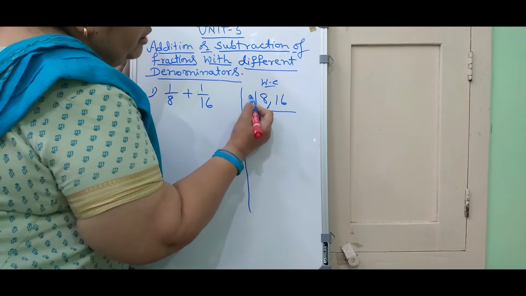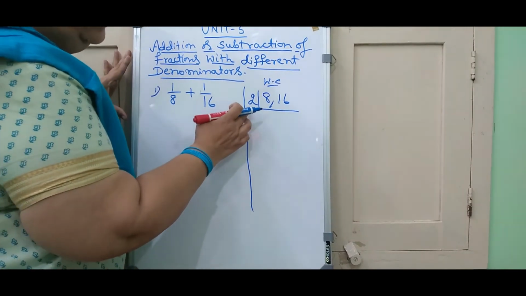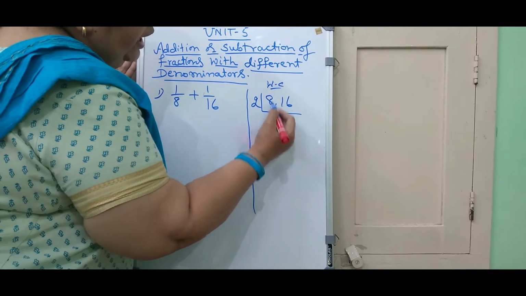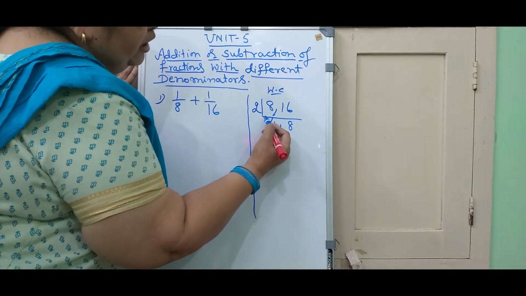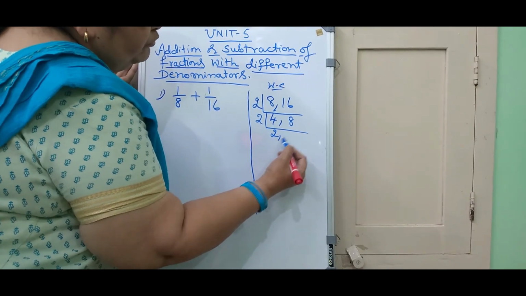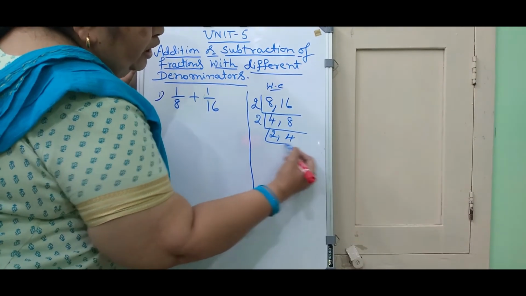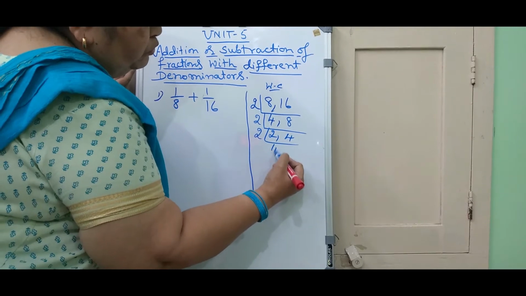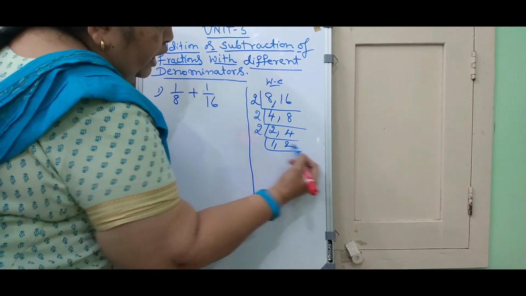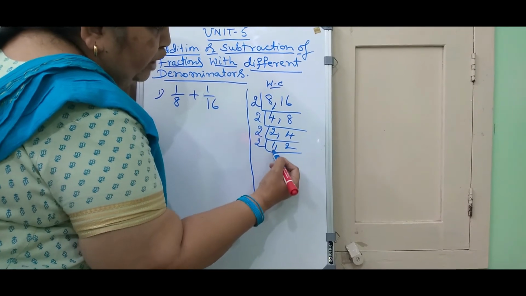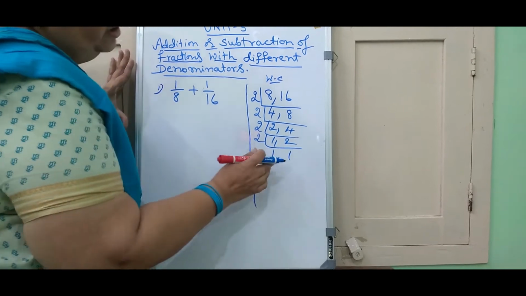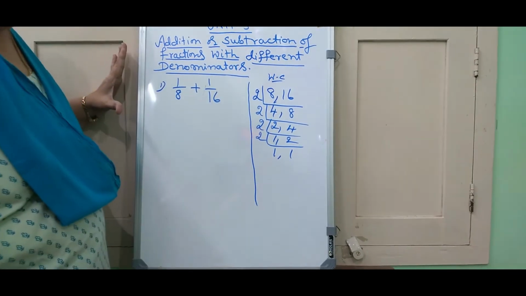First let us consider the first prime number, the least prime number, that is 2. 2 4s are 8, again 2 8s are 16. Like this we will divide. Again 2 2s are 4, 2 4s are 8, again 2 1s are 2, and then 2 2s are 4. Again we will divide by 2. 1 we will write like this only, 1, and again 2 1s are 2. Till we get 1 here we will divide.